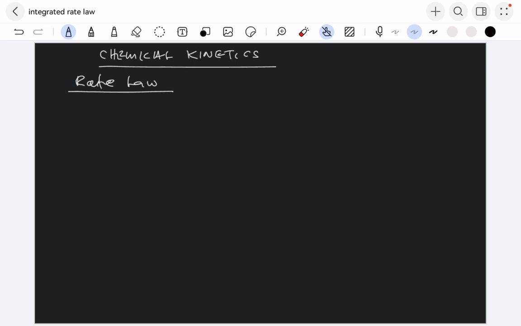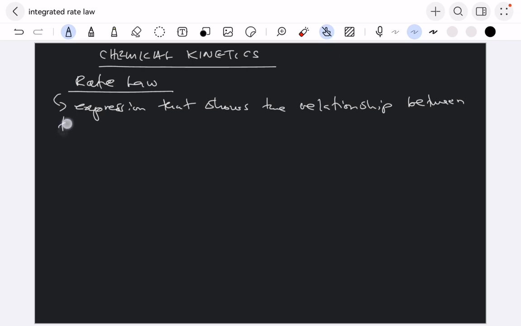A rate law is just an expression that shows the relationship between the concentration of the reactants and the rate, or it's the relationship between the rate and the concentration of the reactants.